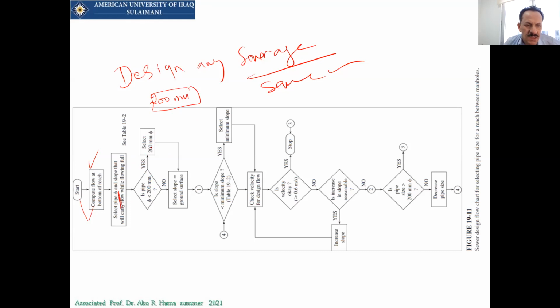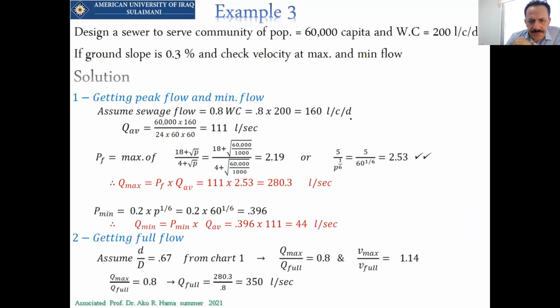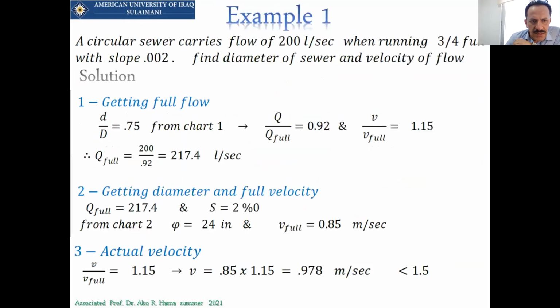If yes, then the diameter will be 200. If not, you have to change the slope of this line. And this is a simple algorithm that you may need in the design, even for the project. And you can see here the velocity should be more than 0.6. Okay, now I want to start with this example. We have example 1.